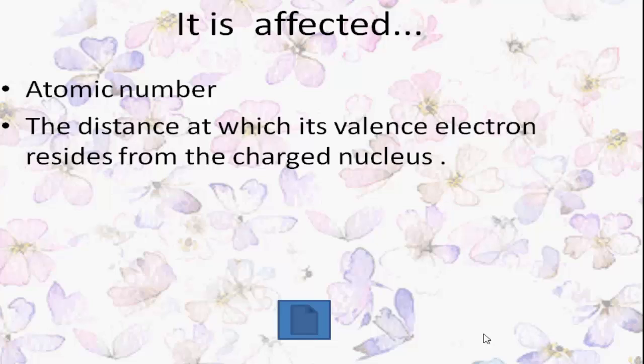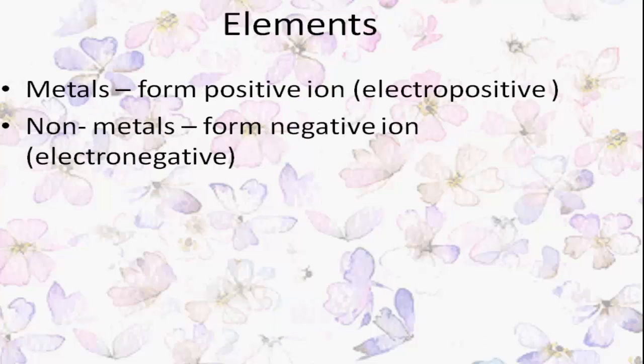So now friends, let's understand the related concept. We talk about the elements now. We always talk about two things, metals and non-metals, right? The metals have a tendency to lose electrons and form positive ions, so we call the metals electropositive elements. On the other hand, the non-metals have a tendency to accept electrons and form a negative ion, so we always call the non-metals electronegative elements.